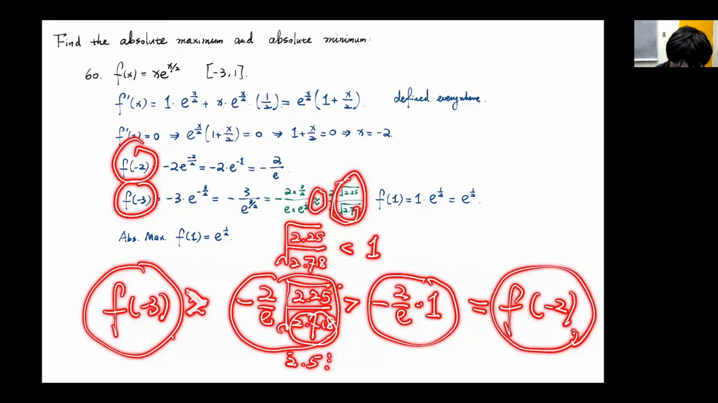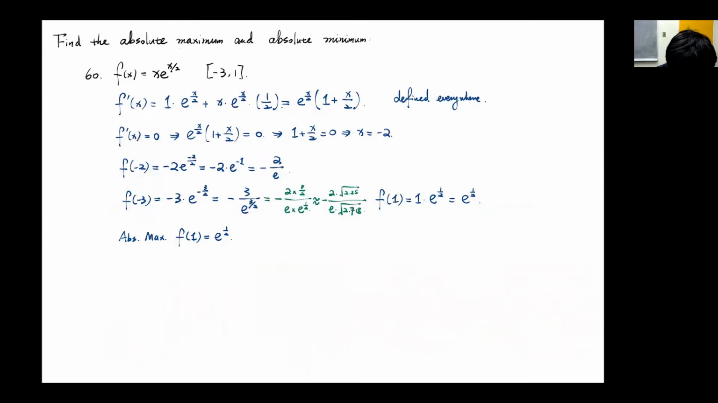So our conclusion is, the absolute minimum is precisely f of minus 2, which is going to be minus 2 over e. All right, so that concludes the problem 16.